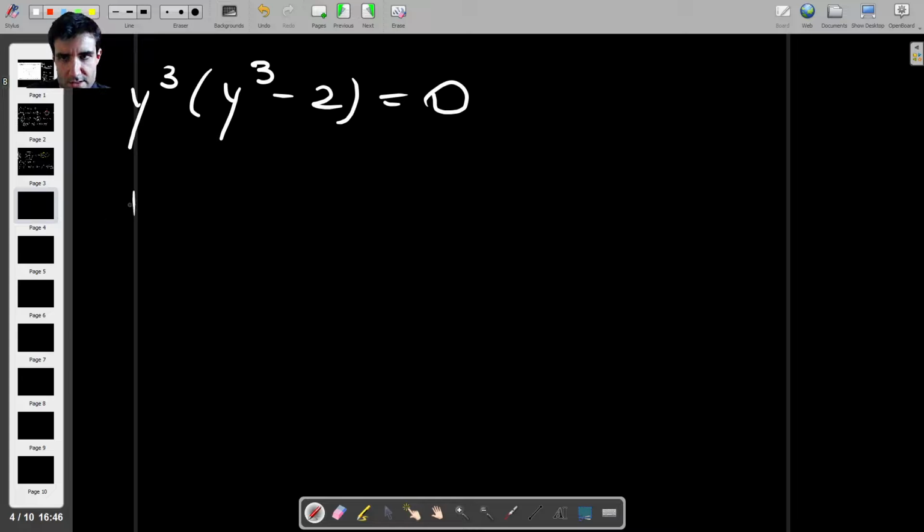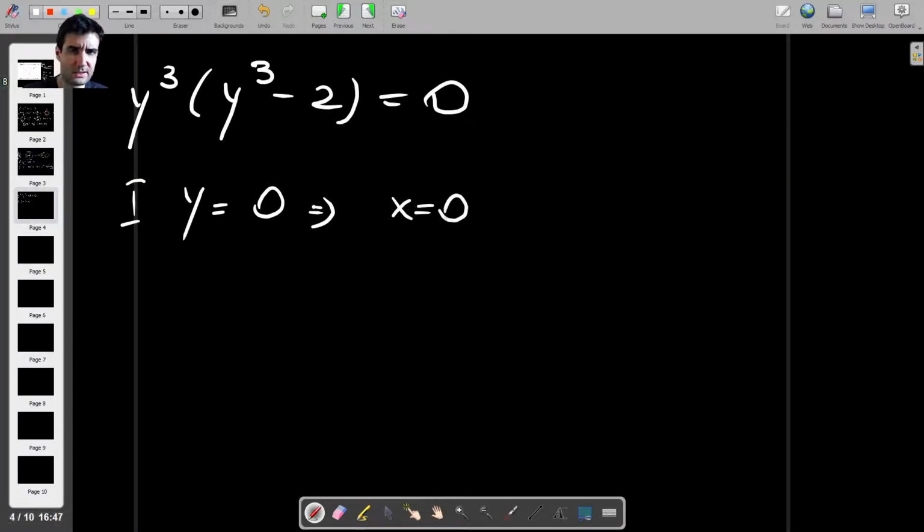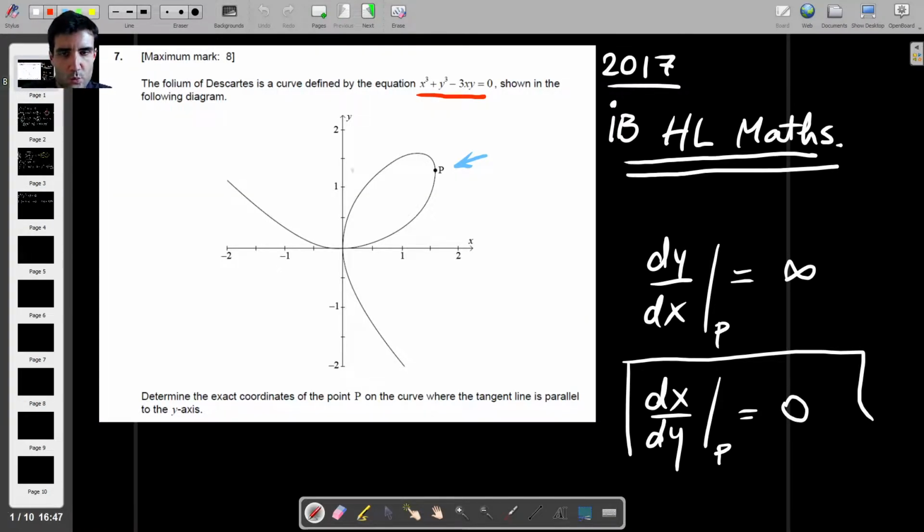So there are two solutions for this. The first one is y equals 0, and if y equals 0, then according to this, x is equal to 0. So this tells us that (0, 0) is a solution. Let's look at the graph and understand what's happening. We're actually looking for point P here, but at (0, 0), the tangent to the graph is actually parallel to the y-axis. It's actually the y-axis itself that's tangent to the graph. So it's a valid solution, except it's not the solution we're looking for.